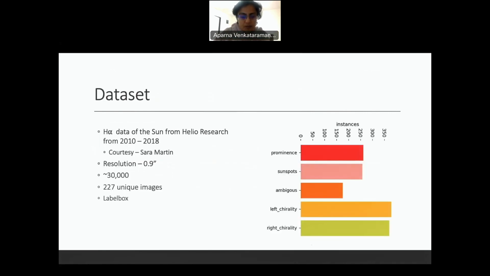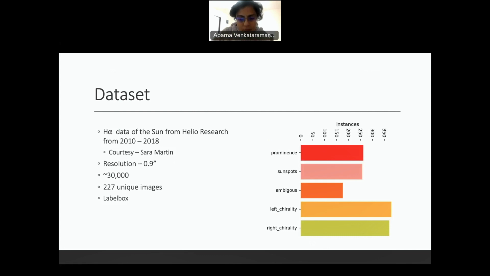Okay. So our dataset mainly consists of H-alpha images of filaments obtained from Helio Research, given by Sara Martin. The data are a small field of view with a 0.9 arcsecond resolution. This was my main motivation to use the data, compared to one arcsecond full disk images, because chirality is usually difficult to identify in low resolution images unless they are very high quality and contain big features, big filaments.